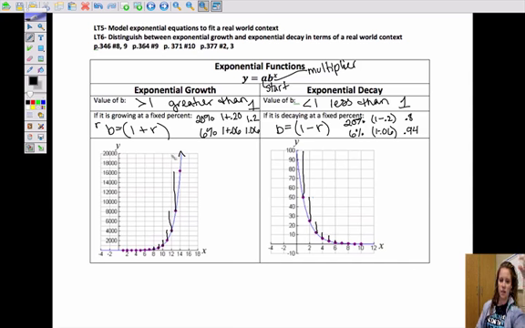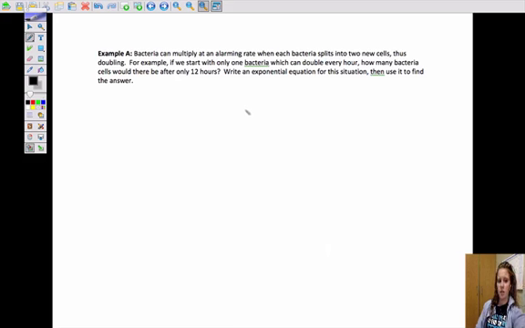Okay, so let's look at a couple examples. We have bacteria that is multiplying by splitting into new cells. For example, one bacteria can double every hour. So this bacteria splits in half and becomes 2 different bacteria. Then each of those splits in half and it becomes 4 different bacteria. Then each of those splits in half and it becomes 8 bacteria. And so we have this exponential growth. It's doubling every time.